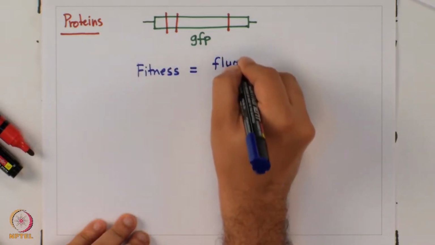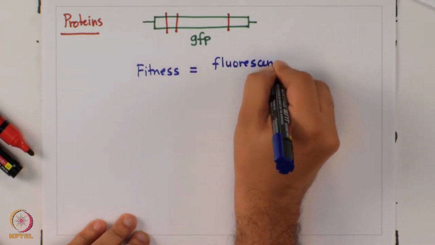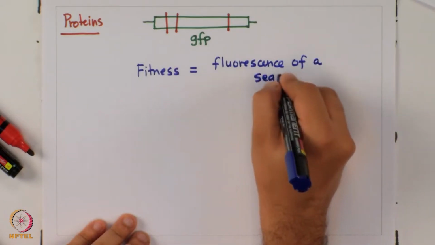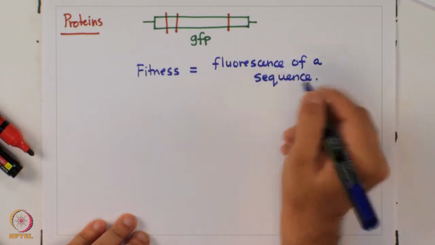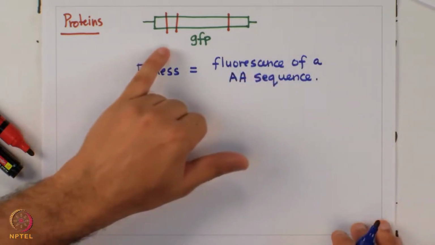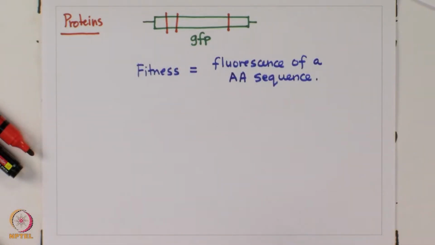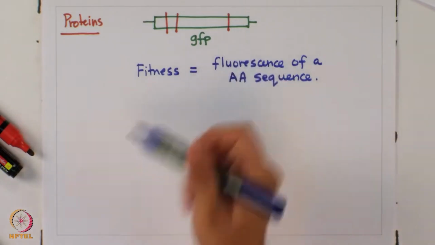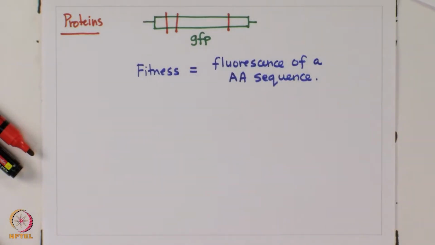And the way I am going to define this is that the corresponding fitness now is given by the fluorescence of a sequence. This is an amino acid sequence. So, because I am changing residues here, the resultant protein that I am going to get could be more or less fluorescent than the original amino acid sequence that I started with, and hence I am equating the fluorescence from a particular sequence to the fitness of that particular amino acid sequence.